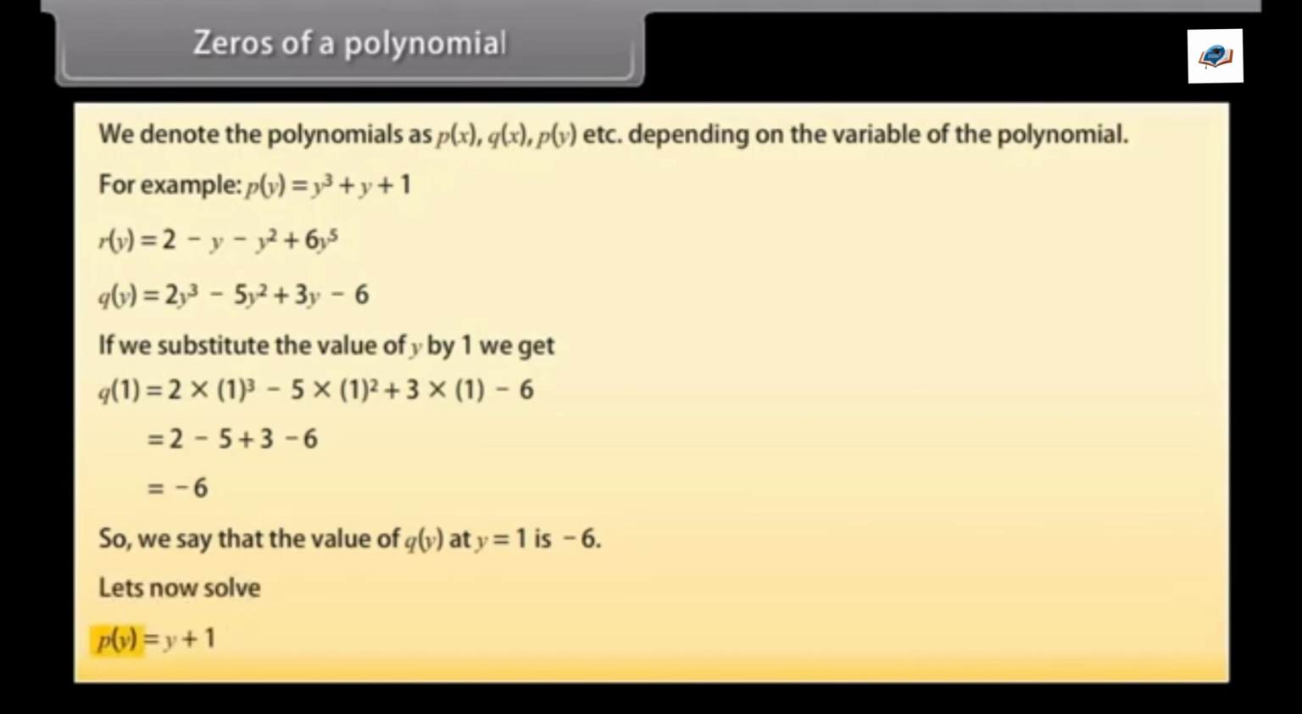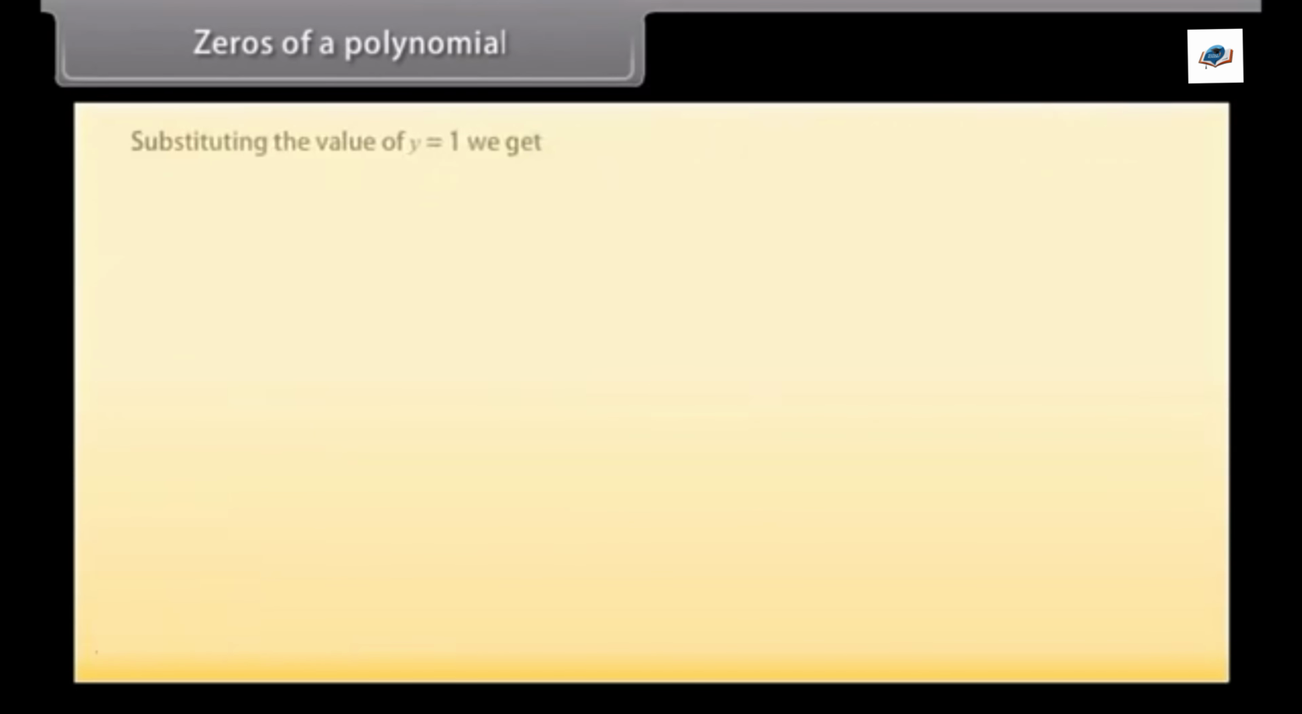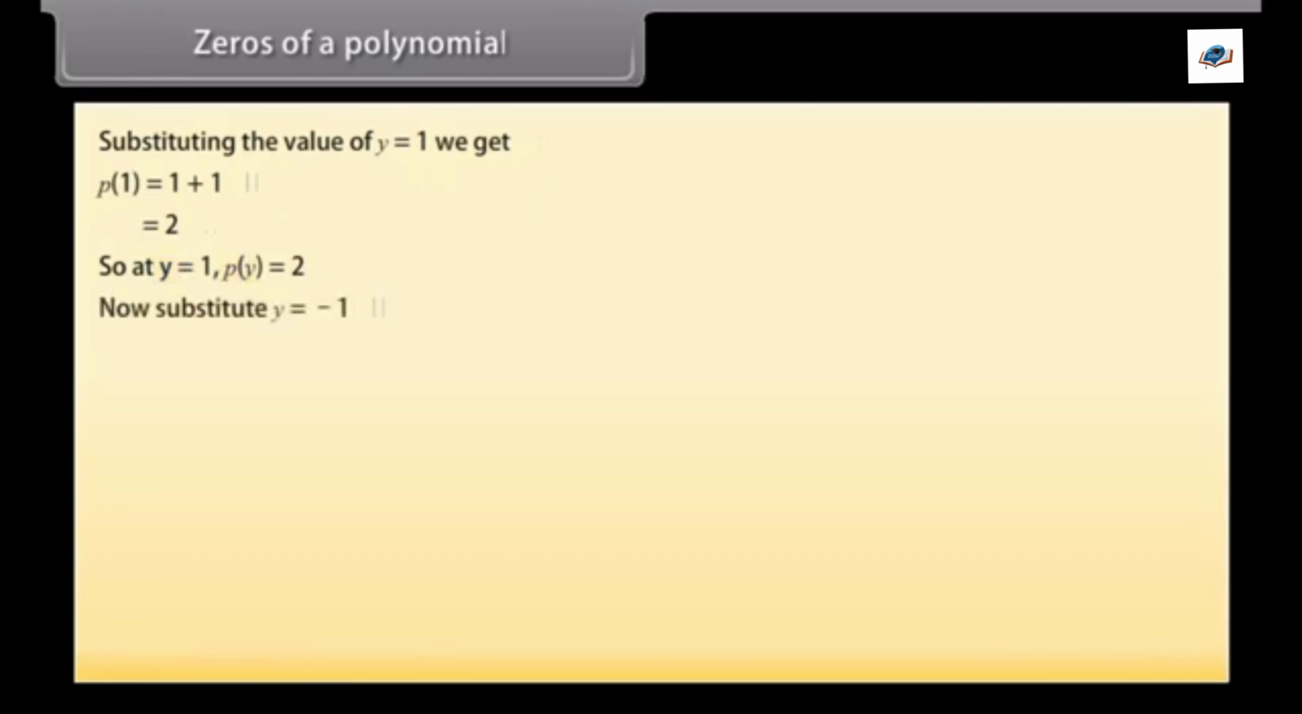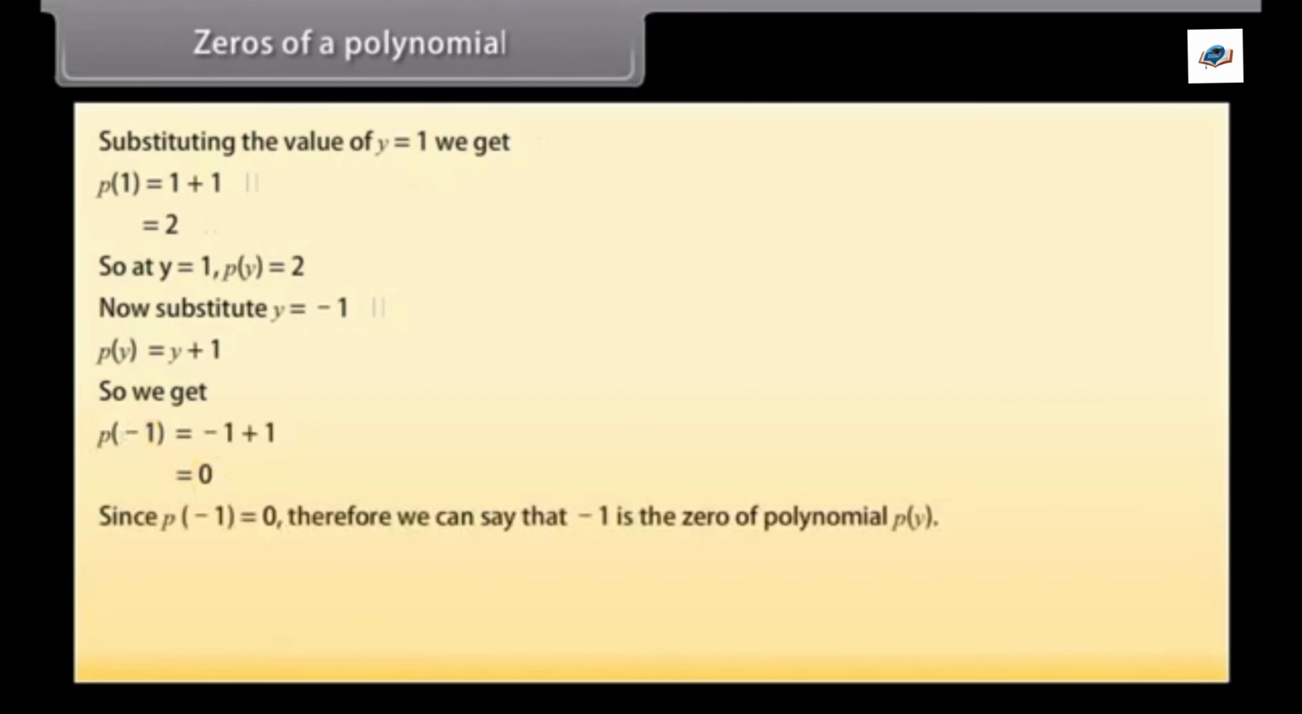Let's now solve p(y) is equal to y plus 1. By substituting the value of y is equal to 1, we get p(1) equals 1 plus 1, which is 2. So at y is equal to 1, p(y) is equal to 2. Now substitute y is equal to minus 1, we get p(minus 1), which is equal to minus 1 plus 1, which is equal to 0. Since p(minus 1) is equal to 0, therefore we can say that minus 1 is the 0 of polynomial p(y). Zeros of the polynomial are also known as roots of the polynomial.